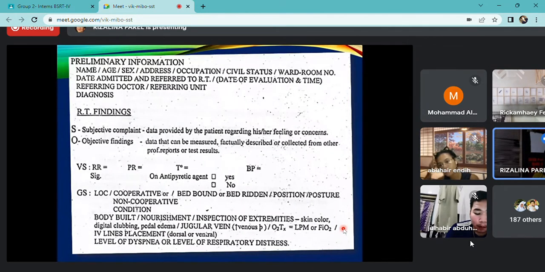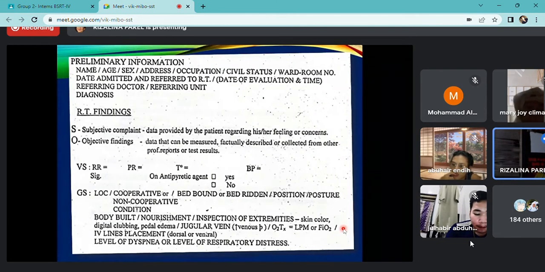Then, after the vital signs monitoring, dapat na-check natin ang general survey. For the general survey of the patient, okay, so upon seeing the patient, we have checked yung kanyang level of consciousness. Later on, may slide tayo ng different types of level of consciousness. So is the patient alert, active, comatose, non-comatose, lethargic, confused, etc.? Is the patient cooperative or non-cooperative?